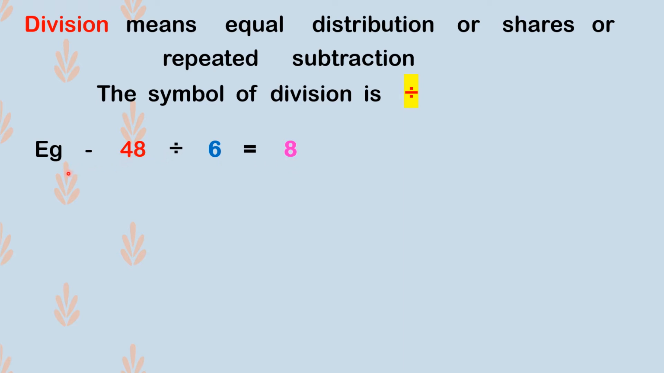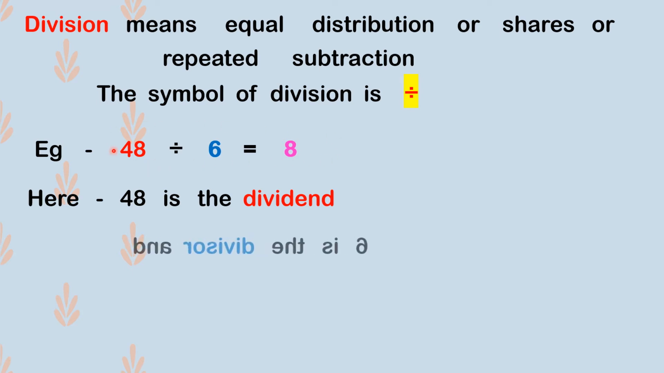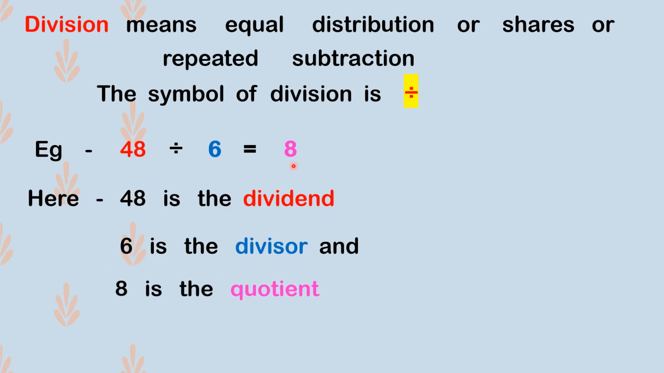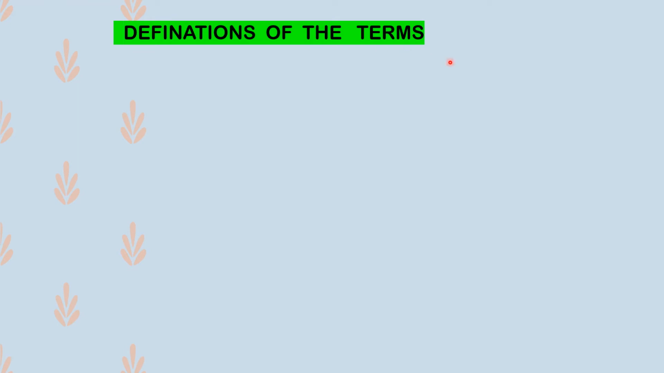Now, the terms used for them are: 48 is the dividend, meaning the number. This dividend is always the biggest of the numbers in the division sum. 6 is the divisor. Divisor is the number which I divided it with, and 8 is the quotient. Quotient is the answer. In multiplication we call it product, in division we call it quotient. Let me explain to you in detail the definition of the terms I use: dividend, divisor, quotient. Let me explain to you in a better way.